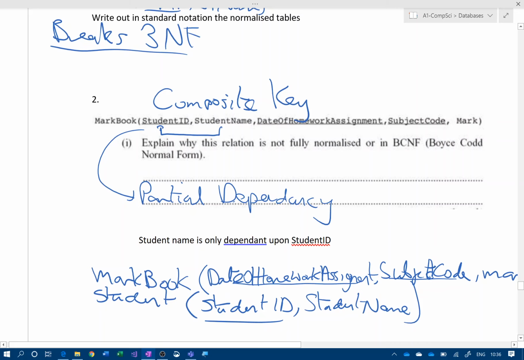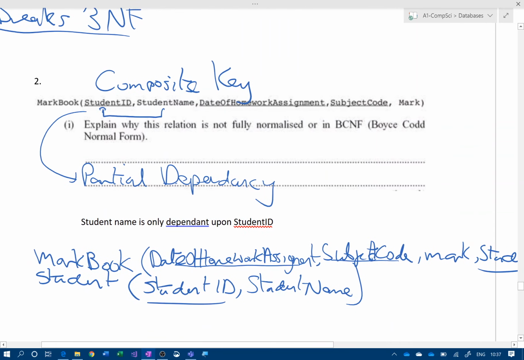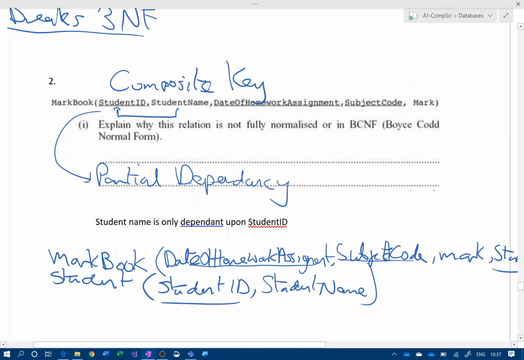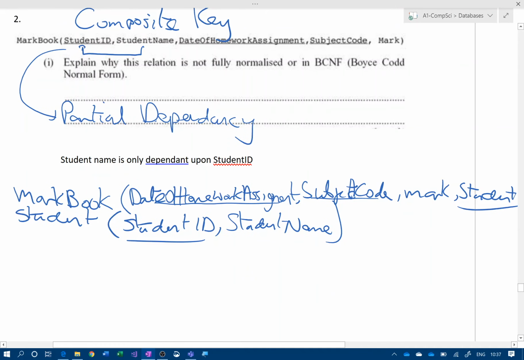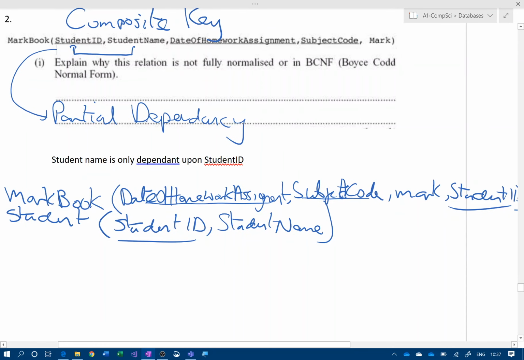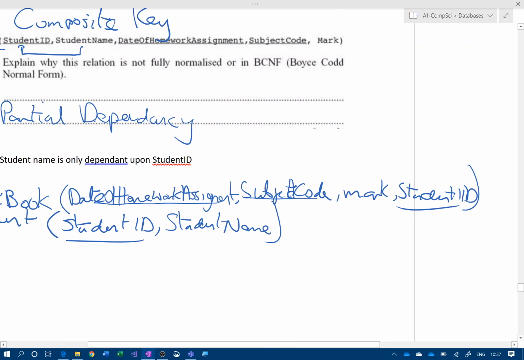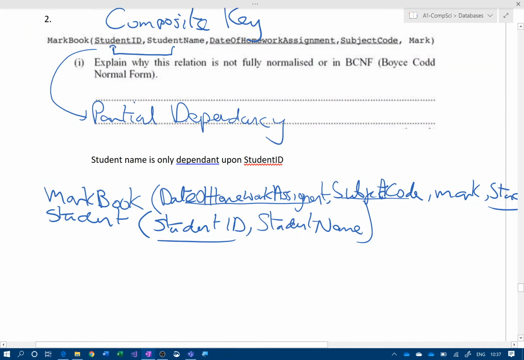The second question then is, again, we have a partial dependency. So we have student name here is dependent upon student ID. Student name is only dependent upon that part of the key, so it breaks second normal form. Now if we were going to do that in standard notation, we'd have mark book, we've taken out student name, but we've left student ID in, a classic one people forget to leave in. Then we have student ID underlined, primary key, and student name.